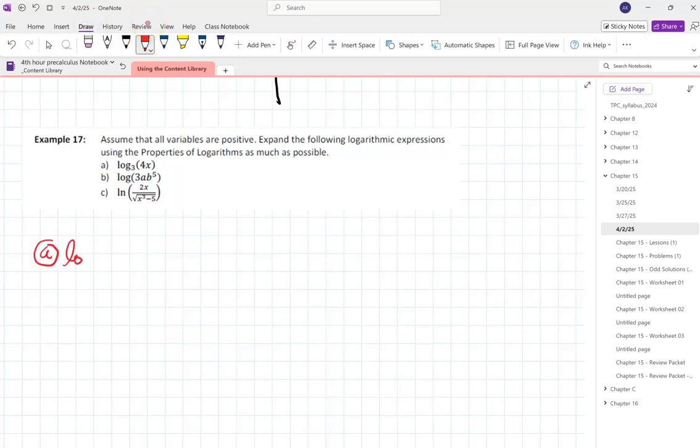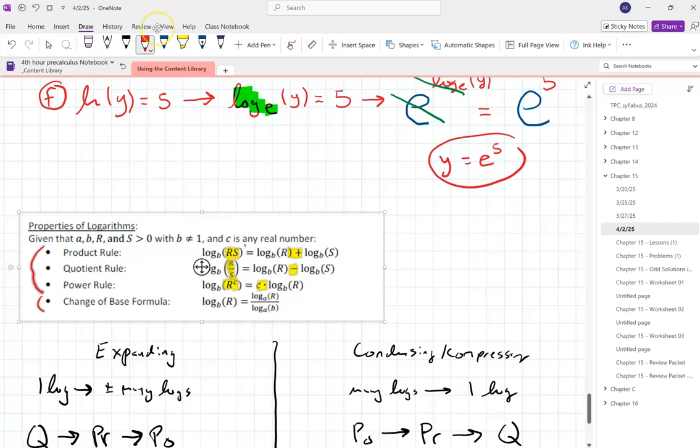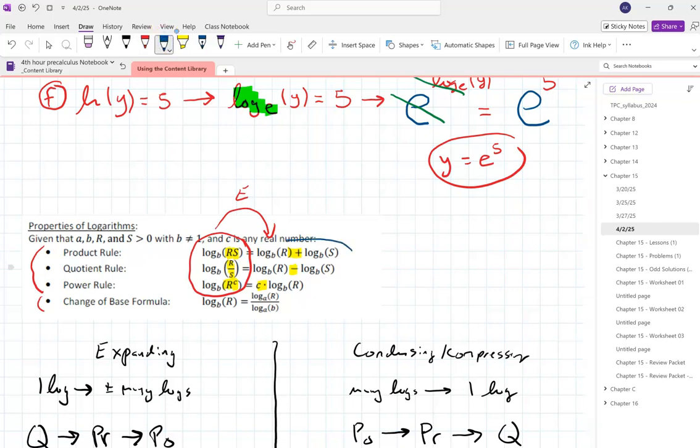All right, so we have log base 3 of 4x, and here we're looking to do expanding, right? So when we're doing expanding, we're looking at taking the left-hand side and going to the right-hand side. When we're compressing, we're looking for the right-hand side and going to the left-hand side.